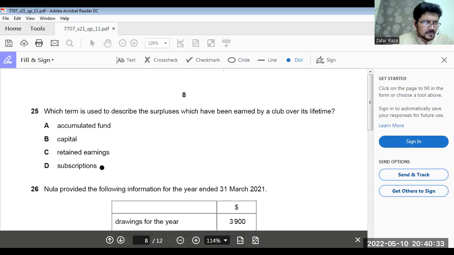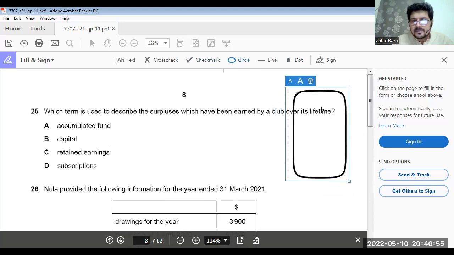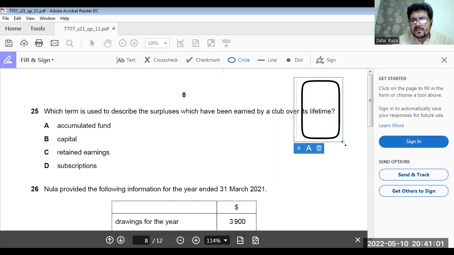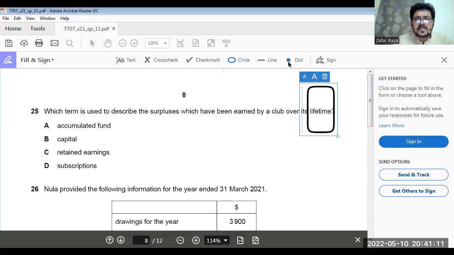Okay. So which term is used to describe the surpluses? This word "lifetime" shows that we have to be careful. Lifetime means we have to be careful. So lifetime surpluses are added to the accumulated fund. So the answer is option A. Subscription is for 1 year, so be careful about that.